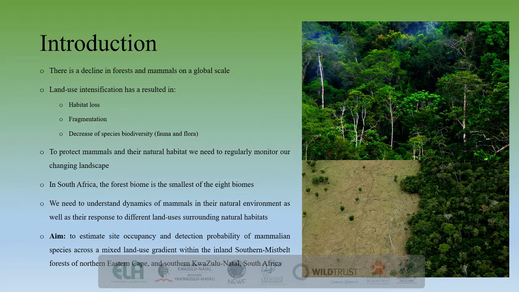In South Africa, the forest biome is the smallest of the 8 biomes, which includes the naturally fragmented southern Mistbelt Forest group, which has endemic species of plants and mammals. We need to understand dynamics of mammals in their natural environment, as well as their response to different land uses surrounding natural habitats. So our study aimed to estimate site occupancy and detection probability of mammalian species across a mixed land use gradient within the inland southern Mistbelt forests of northern Eastern Cape and southern KwaZulu-Natal.